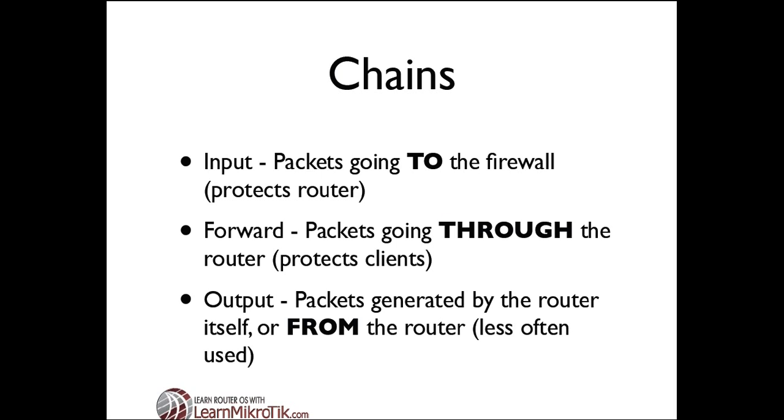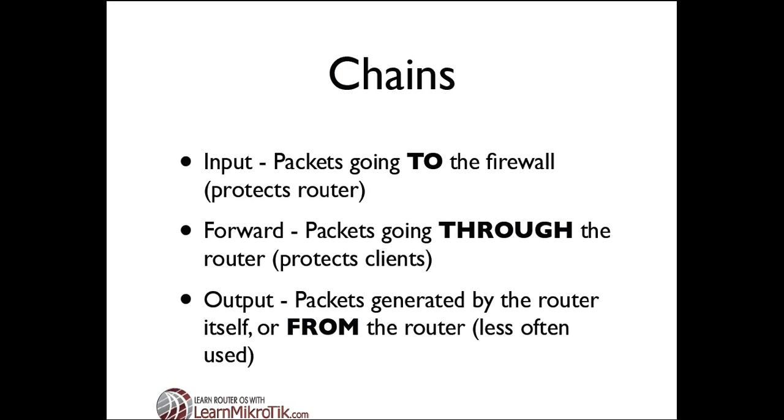network. And the last chain is the output chain, which is seldom used in typical firewall rules that we create in most of our firewalls. These are really specialized rules that go in the output chain. So these are packets that are leaving the router, generated by the router itself. So for instance, if you're logged into the router and you ping some host on the internet, that is going to pass through the output chain.